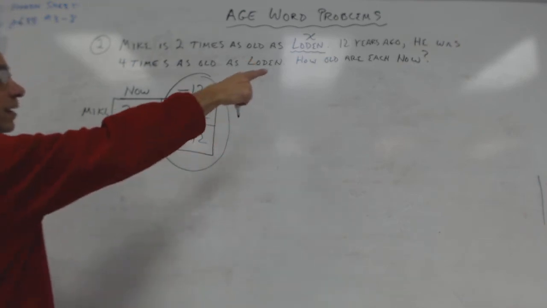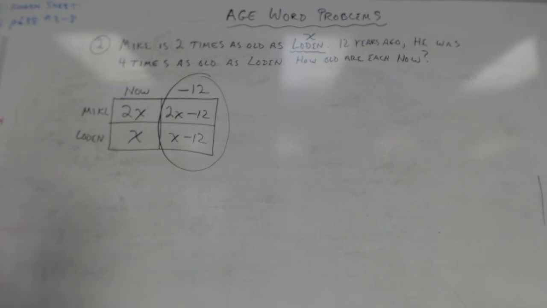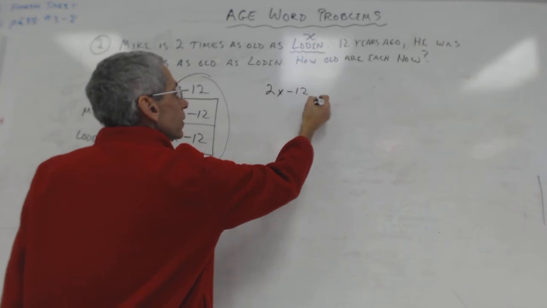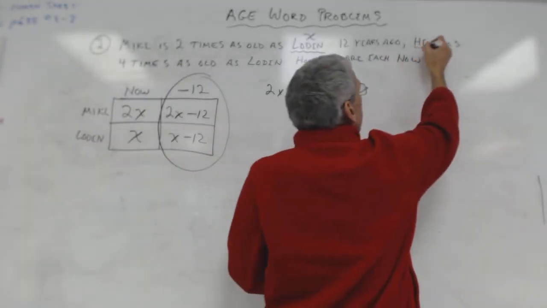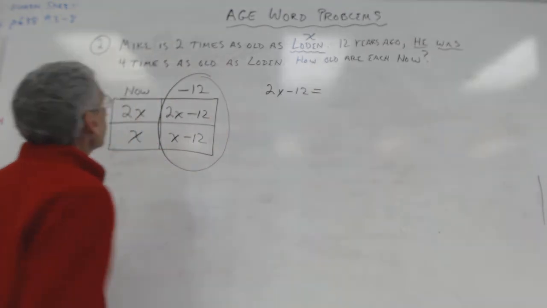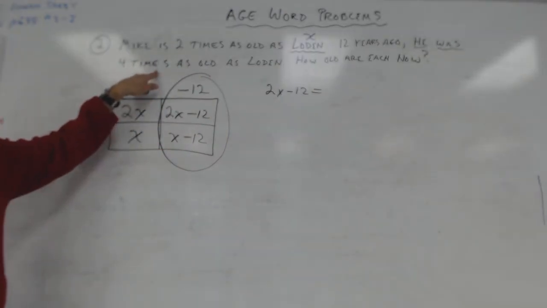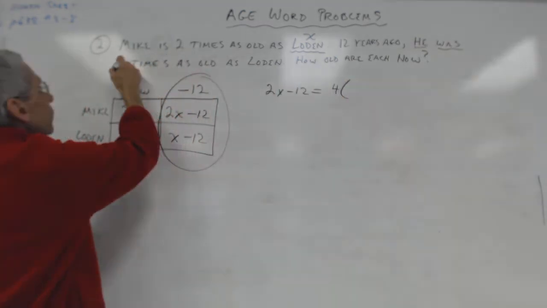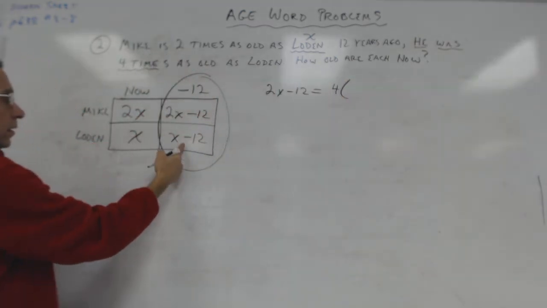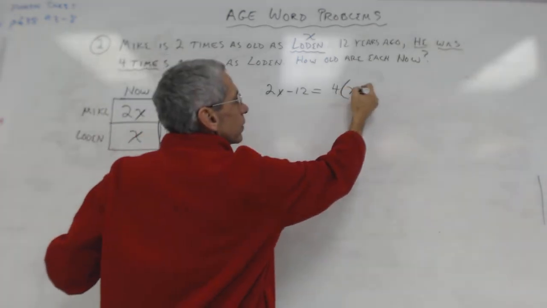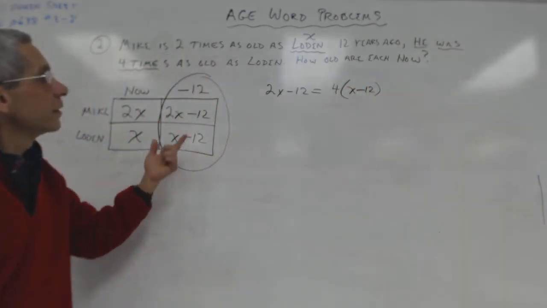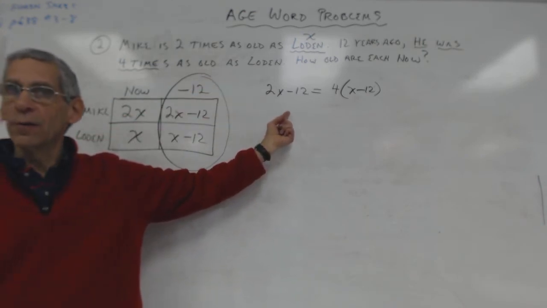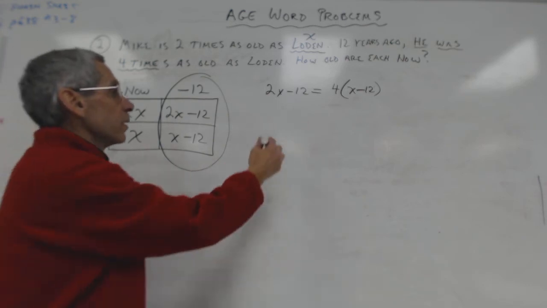So 12 years ago, he, that's Mike. What do I write for Mike? 2x minus 12. Okay, was. Was is equals. 4 times. How would I write 4 times? 4 parentheses, 4 times, right? As old as London. London is x minus 12. Oh, wow, easy. And that's it. How old are each now? So we're now ready to solve our equation. Everybody understand how I got this? Awesome. Okay, let's solve it.